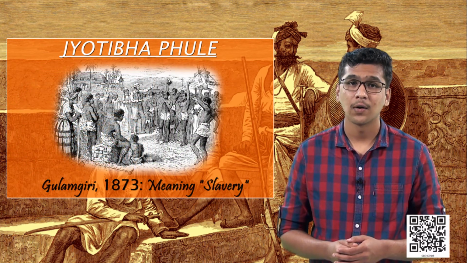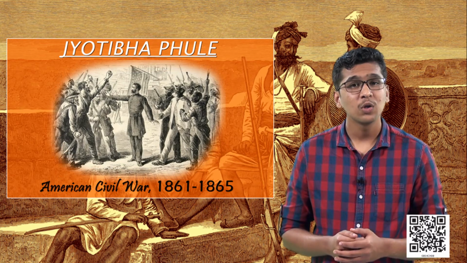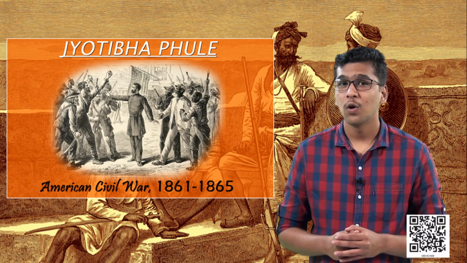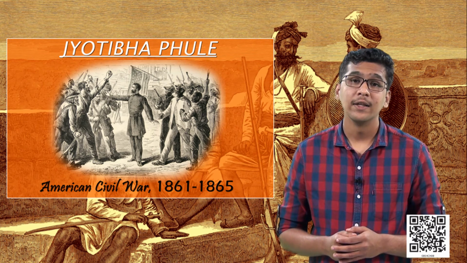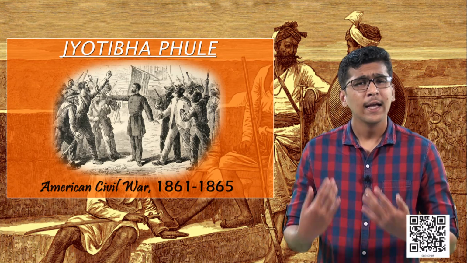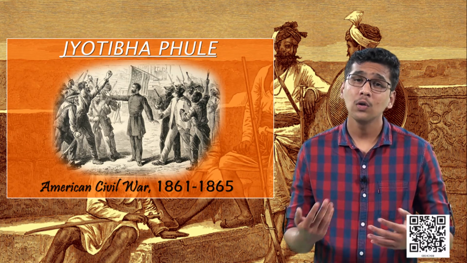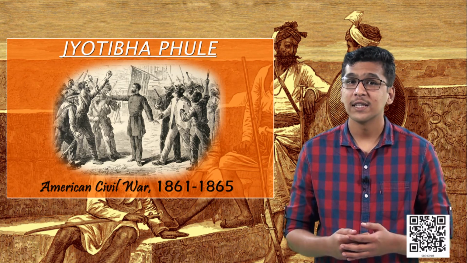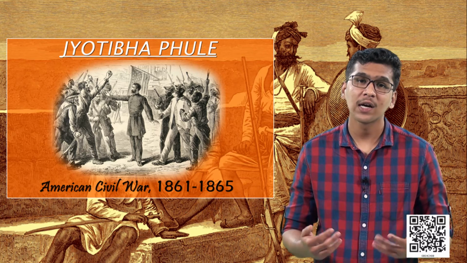In 1873, Jyotiba Phule wrote a book called Gulamgiri. This book was dedicated to the American Civil War. The American Civil War was fought in North America in the years 1861 to 1865 against the former slaves of the American colony and the American government. He dedicated this book to all those Americans who had fought to free the slaves in America, thus establishing a link between the lower castes in India and the slaves of America.